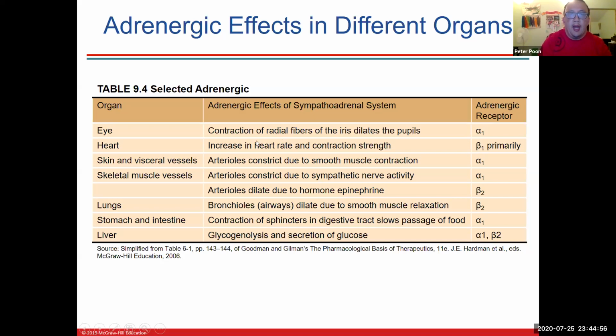Heart: beta 1 causes an increase in heart rate. So my heart pumps harder. So if beta 1 increases heart rate, what do you think beta blockers do? They decrease heart rate.